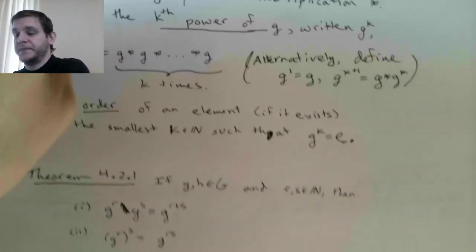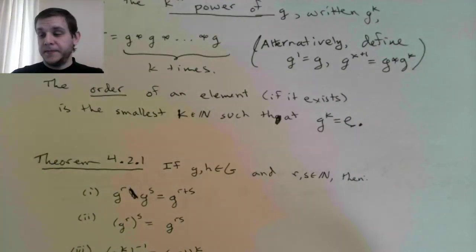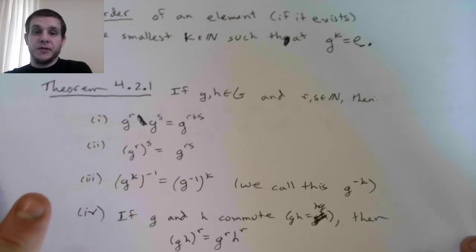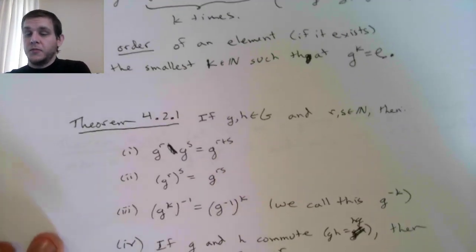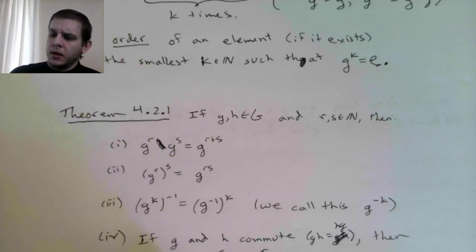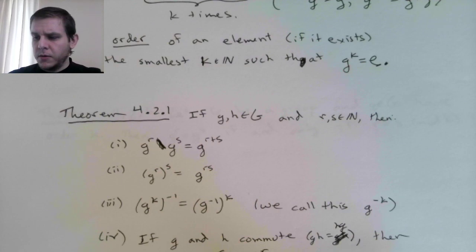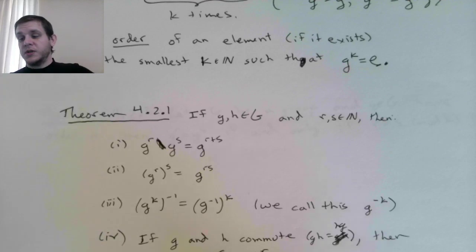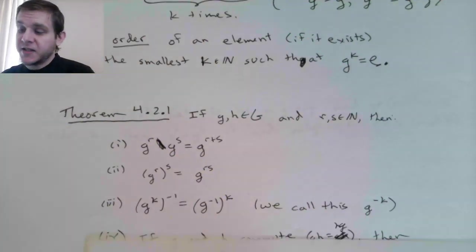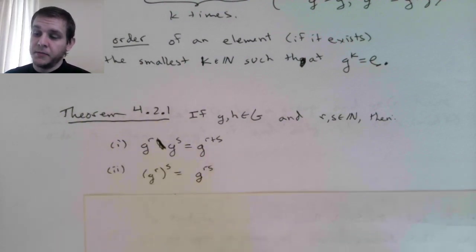So here's our first theorem. The first theorem is just about powers. It's not about the order yet. It's just the usual basic exponent rules. The first part of the theorem tells you that when you multiply two powers of G together, it's the same as just adding their exponents together, which is a nice theorem.